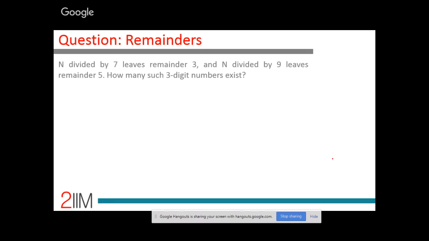Try this one. This is the funda we were discussing a couple of questions ago. A number on division by 7 leaves remainder 3, divided by 9 leaves remainder 5. n by 7 gives a remainder 3, n by 9 gives a remainder 5. How many such 3-digit numbers exist?